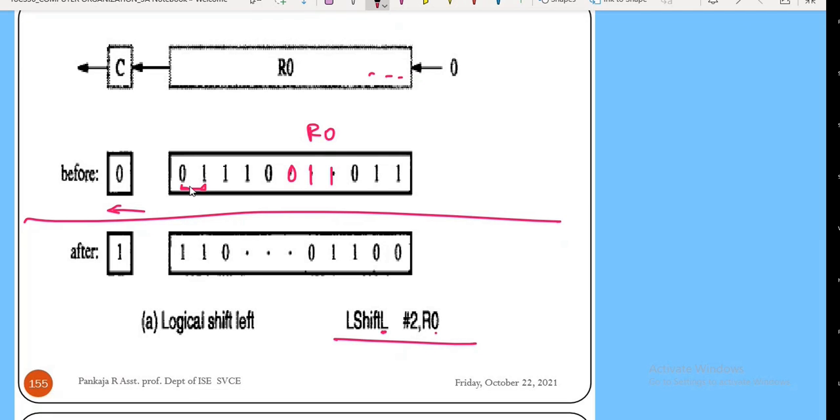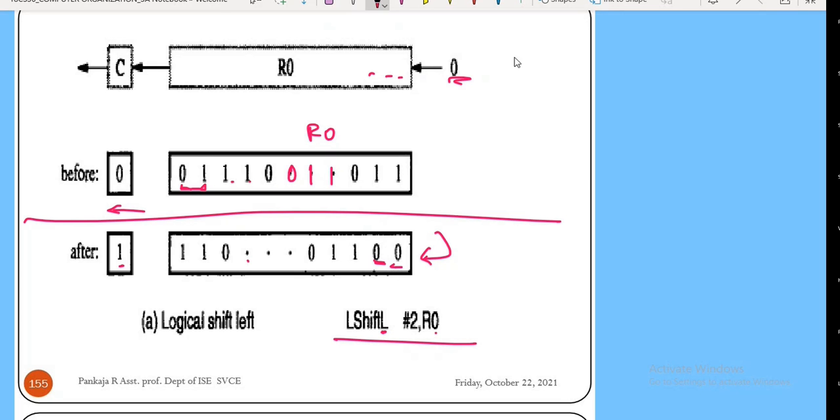Before it was 0. So after the first shift, the first 0 comes here. Next, one more shift, so this one comes to the carry flag and these two positions will be filled with 110. Okay, then it has created the two vacated positions and those vacated positions should be filled with 0.